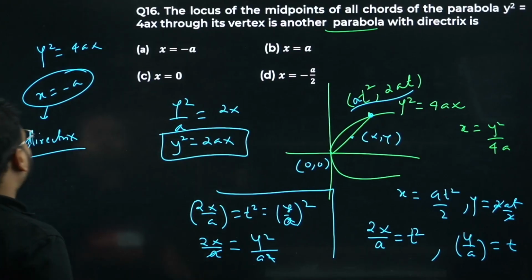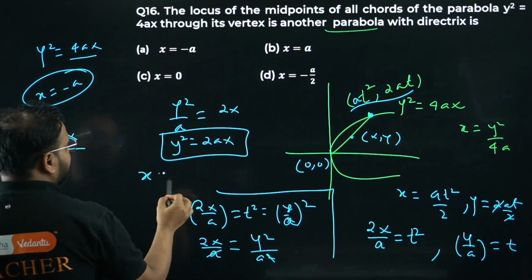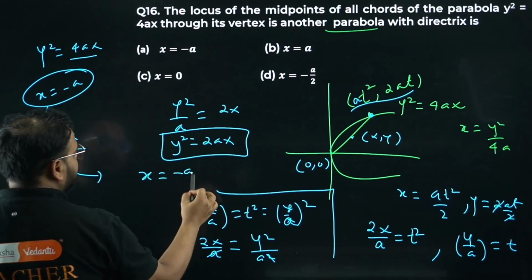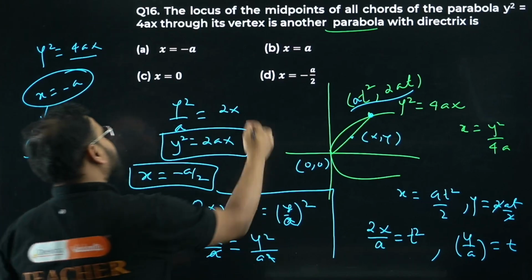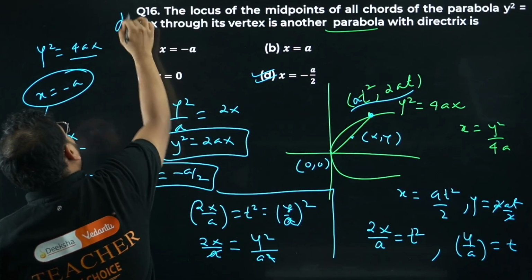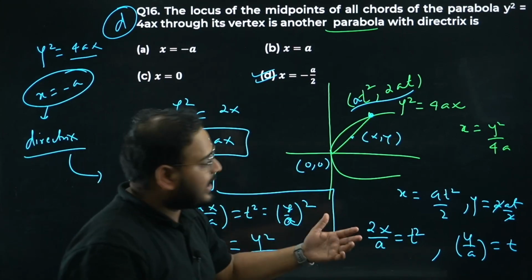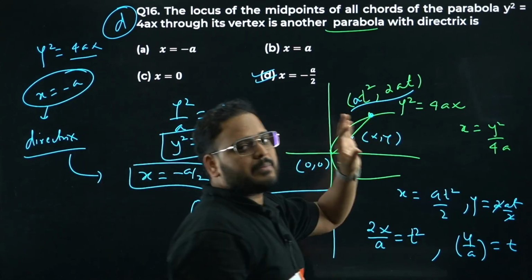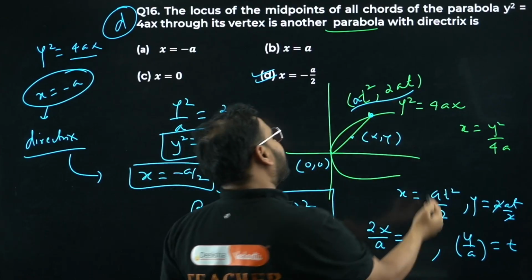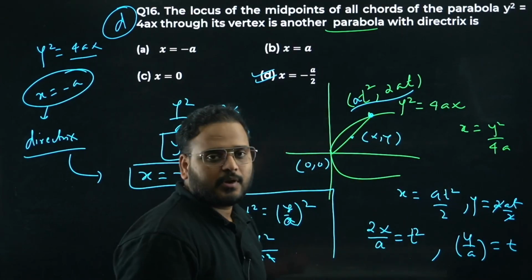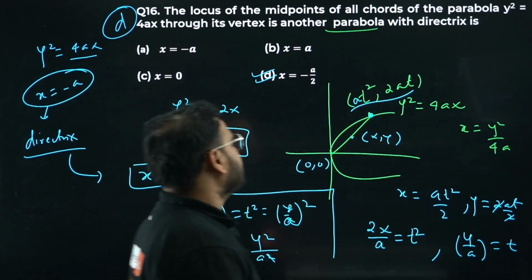When it was 4ax, my directrix was x equals minus a. So for this condition, I'll have the directrix as x equals minus a by 2. The answer will be option D. It's very important to know how to find the directrix, and to know the right parametric form. If you remember at square comma 2at, very good. If you don't remember, you can find it in this fashion. Got it or not?